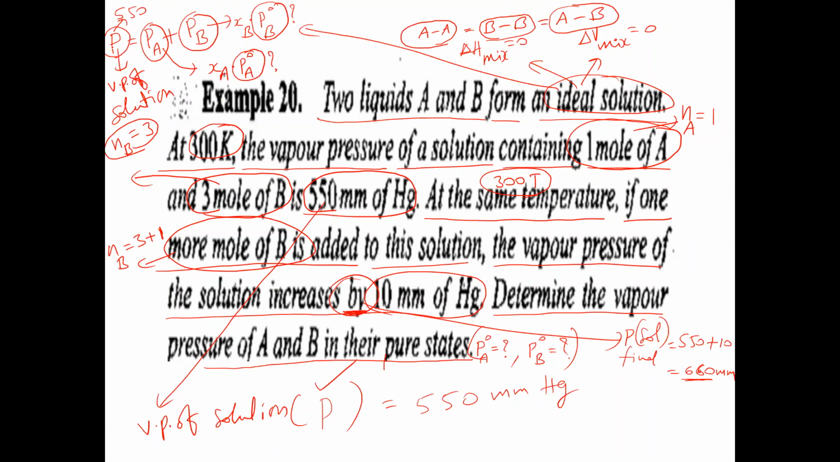So P total, initial condition, case 1, the vapor pressure of the solution is given as 550 mm. That is equal to PA plus PB. PA is the partial pressure of A, which is equal to XA into PA naught, plus PB. PB is the partial pressure of B, which is equal to XB into PB naught. So this formula we have to recall first.